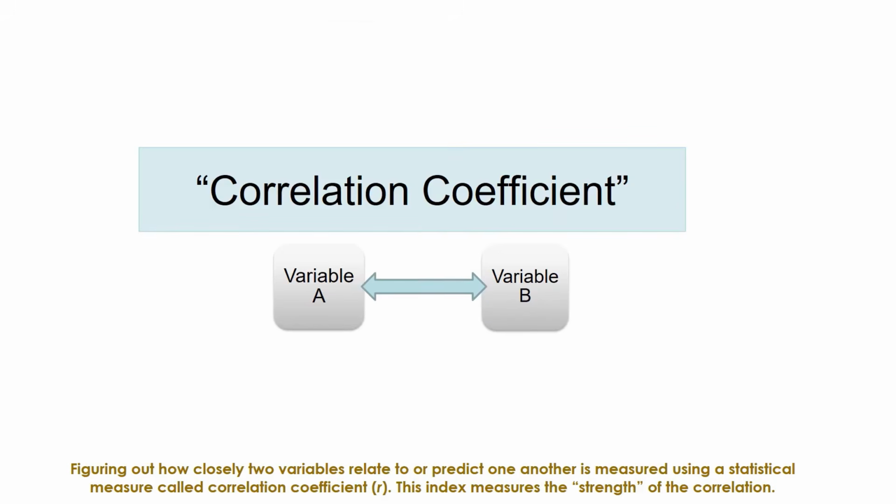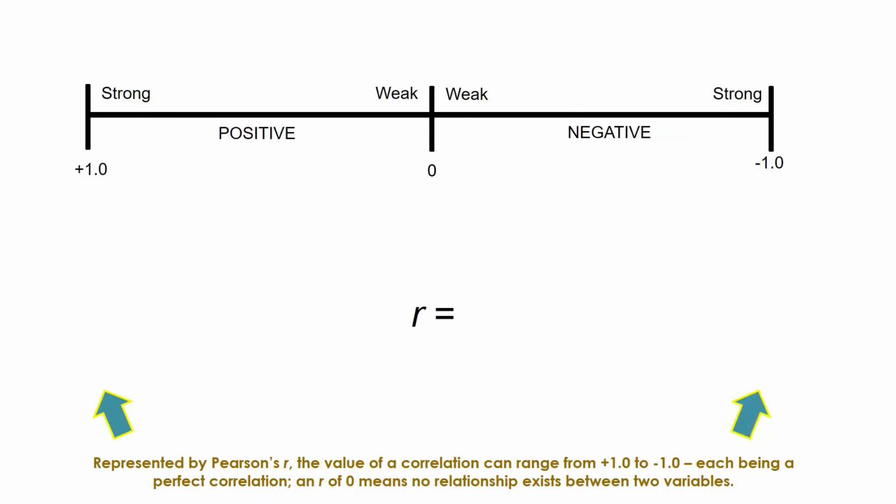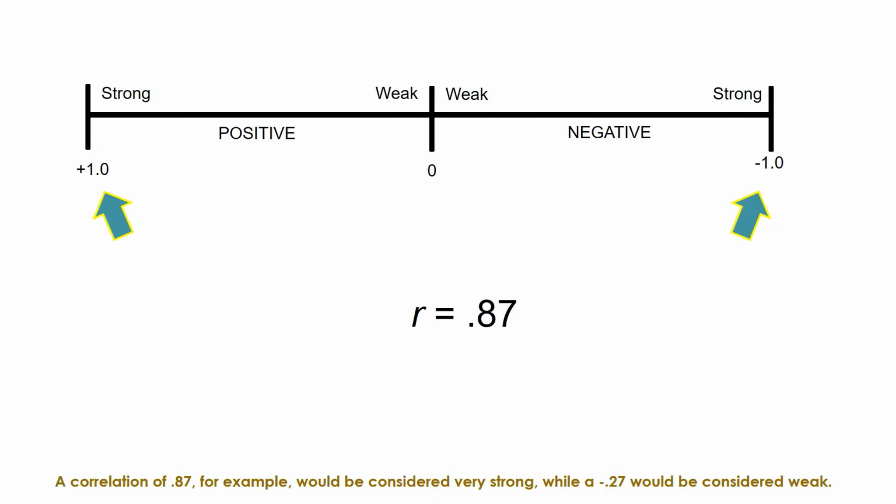Figuring out how closely two variables relate to or predict one another is measured using a statistical measure called correlation coefficient. This index measures the strength of a correlation. Represented by Pearson's R, the value of a correlation can range from positive 1.0 to negative 1.0, each being a perfect correlation. An R of 0 means no relationship exists between two variables. A correlation of positive 0.87, for example, will be considered very strong, while a negative 0.27 will be considered weak.